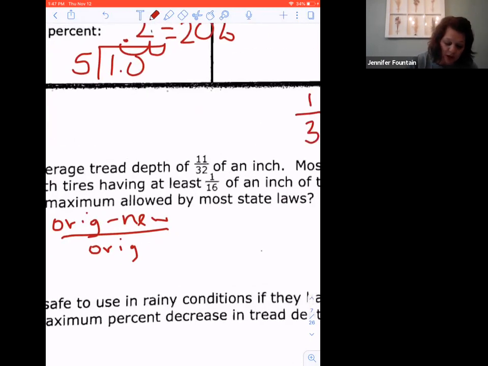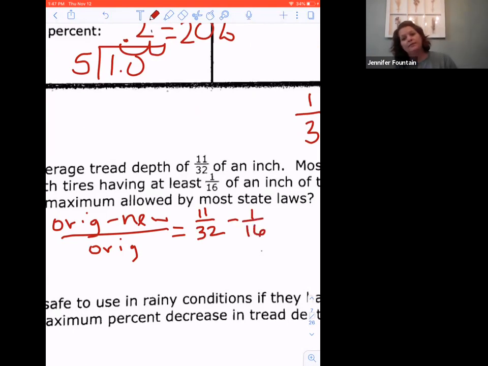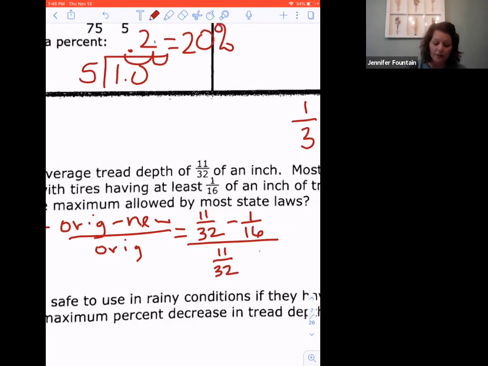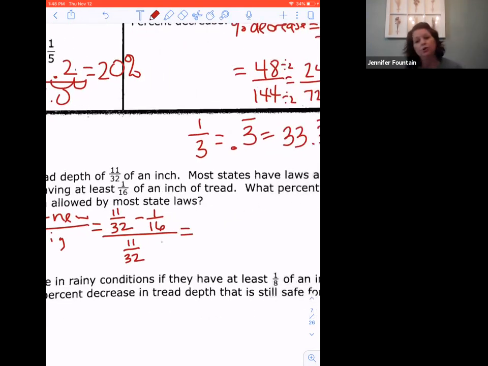So my original number was 11 over 32. My new number is 1 over 16. So I have 11 over 32 minus 1 over 16, all over 11 over 32. This looks very unusual. It makes me feel very uncomfortable, but I'm going to think about the things that I know how to do. The first thing I'm going to start with is 11 over 32 minus 1 over 16.